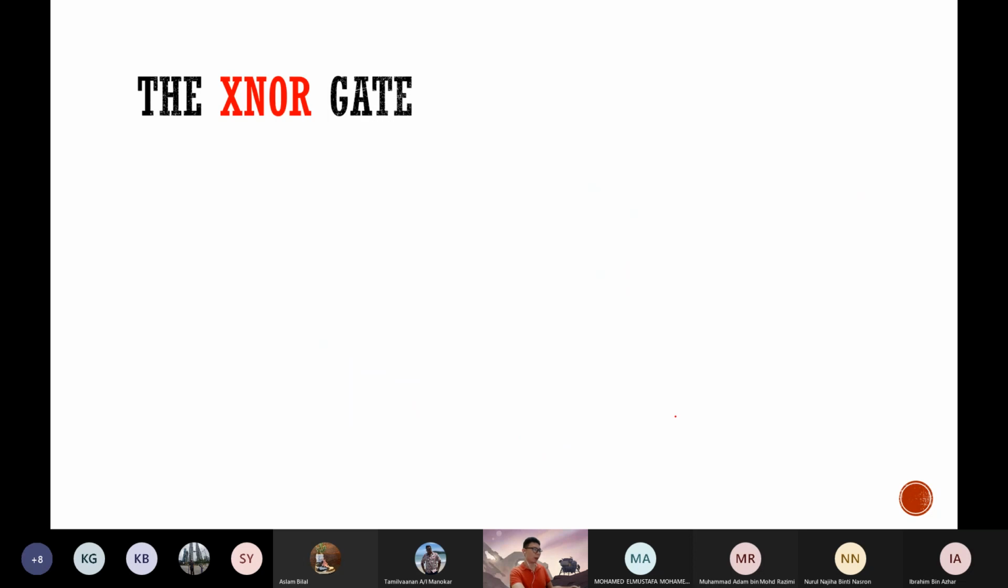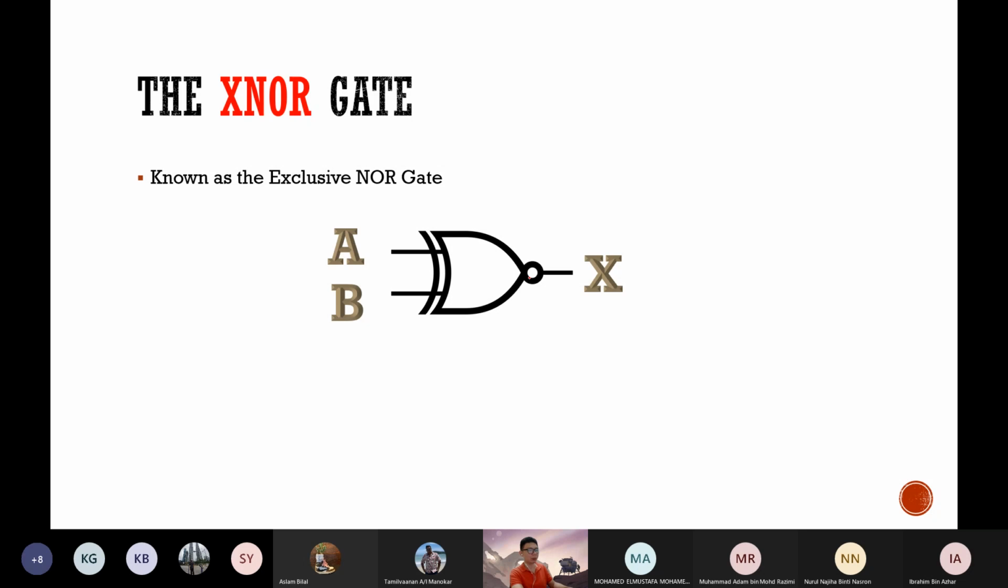Simple. And the last gate, I think, for today would be the exclusive NOR gate. Okay, just now we have an exclusive OR gate, and now we have an exclusive NOR gate. So the only difference would be this dot that we have in front over here. So the operation would be the same, except that you take the exclusive OR gate, and then you put it through a NOT gate in front. So this is the exclusive NOR gate or XNOR gate.